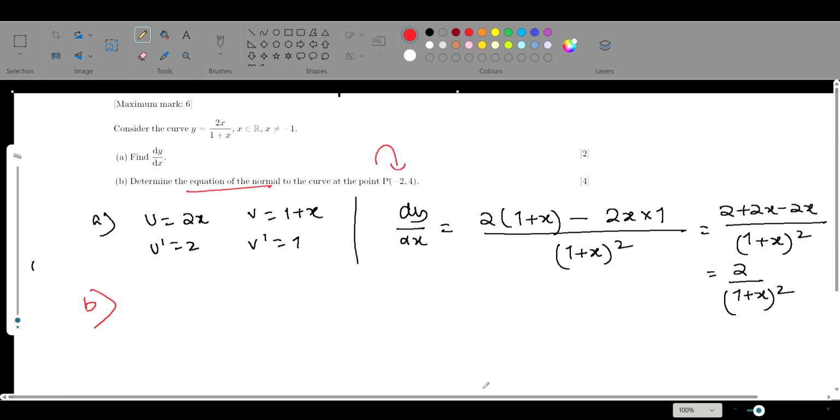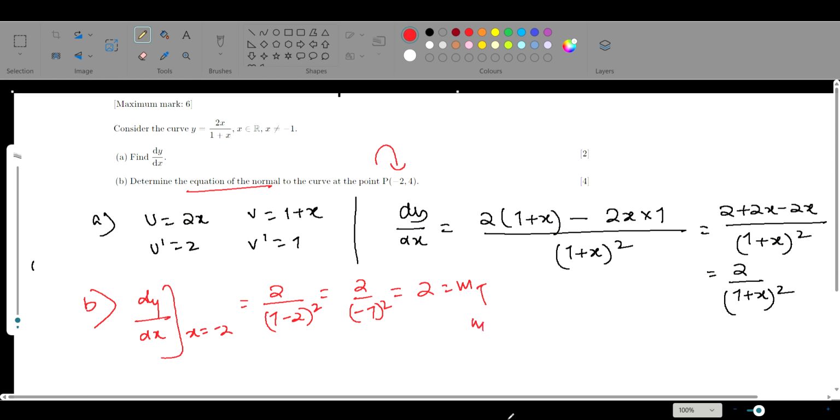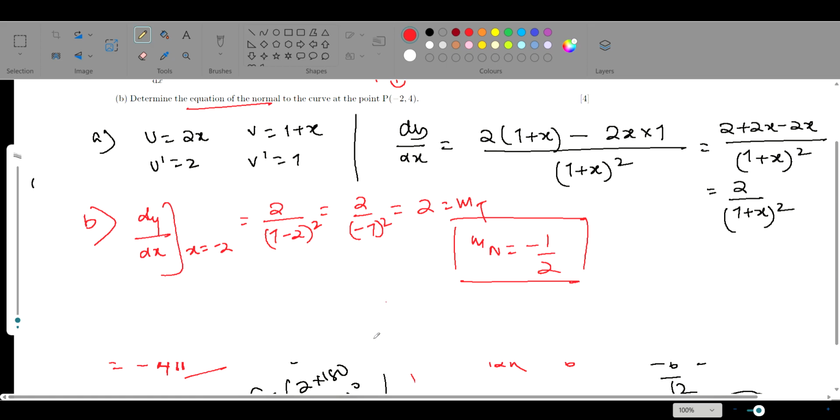Equation of the normal at minus 2, 4. So at x is equal to minus 2, the value is 2 over 1 plus minus 2 whole squared, so it's just 2. But this is the tangent gradient. We still need to figure out the gradient for the normal, which will be minus 1 by 2. Now we have minus 2, 4 as the given point.